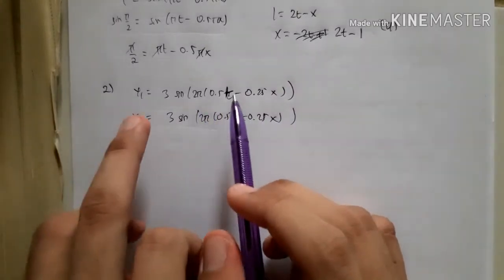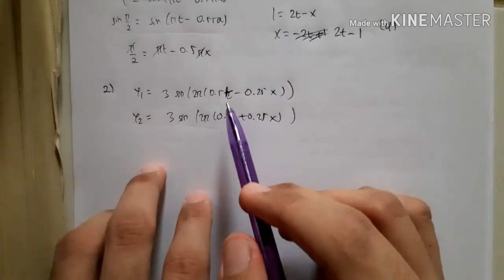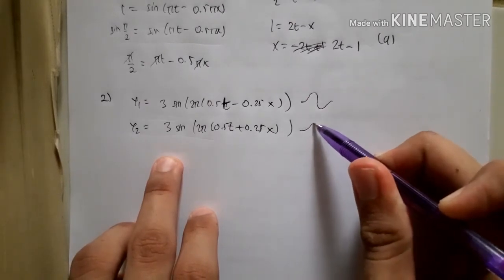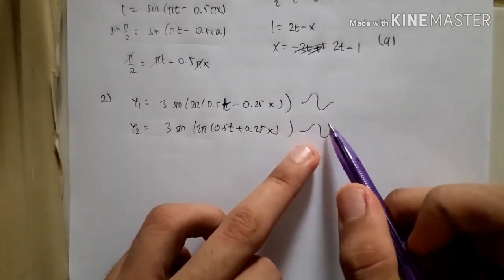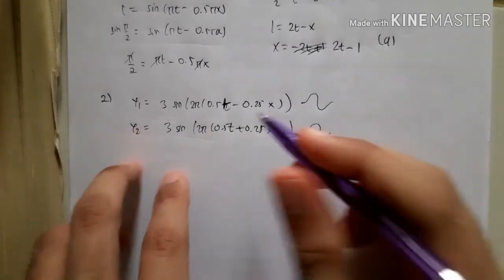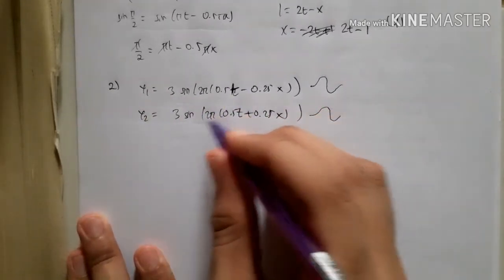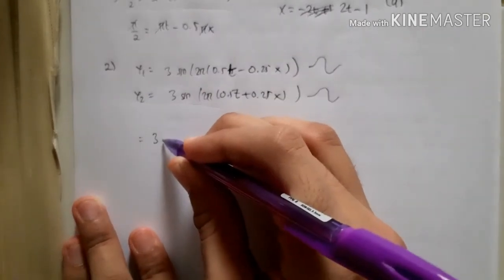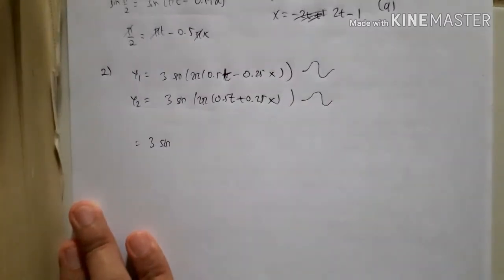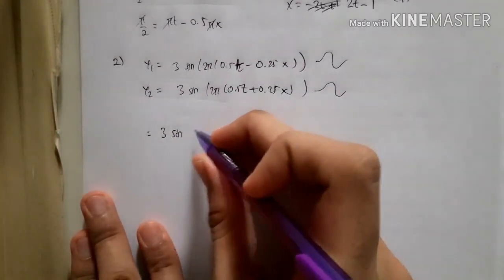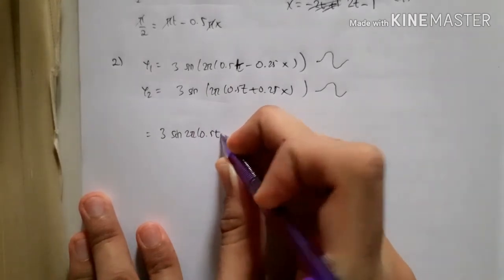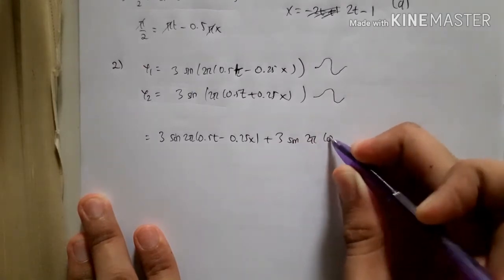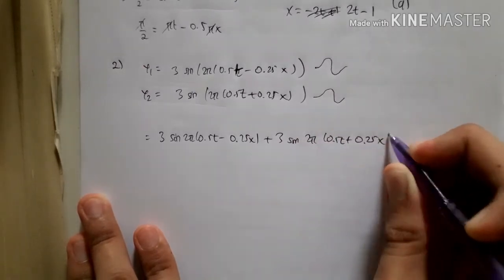So basically, this is a different wave, and you have to find the superposition of each other, which means, let's say the wave is going like that, and this wave is going like that, and the waves combine and make a superposition. In this case, we just need to add the functions. So you just add everything: 3 sine 2 pi (0.5 t minus 0.25 x) plus 3 sine 2 pi (0.5 t plus 0.25 x).